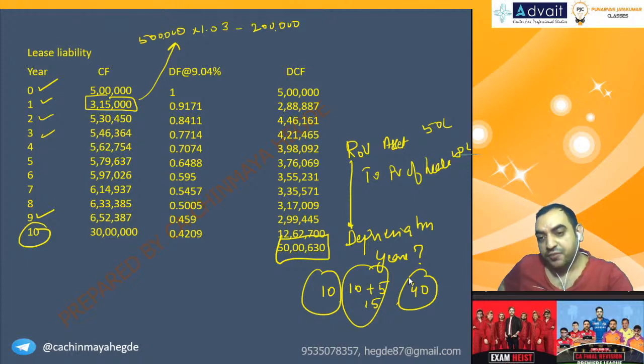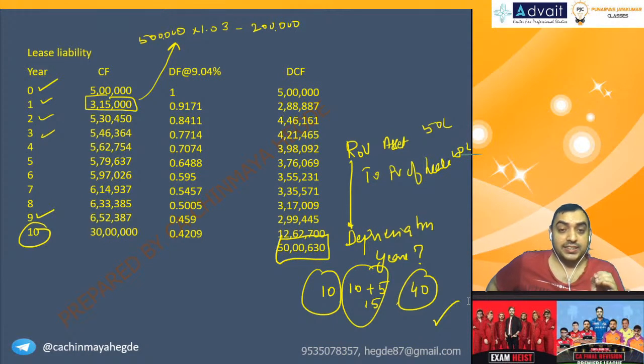Okay, 10, 15, 40. The answer is 40 years, because the entity is likely to exercise the purchase option. It means the entity is likely to be the owner for 40 years, its useful life. If the entity was not likely to purchase, then 10 years is correct. Hope the point is clear.